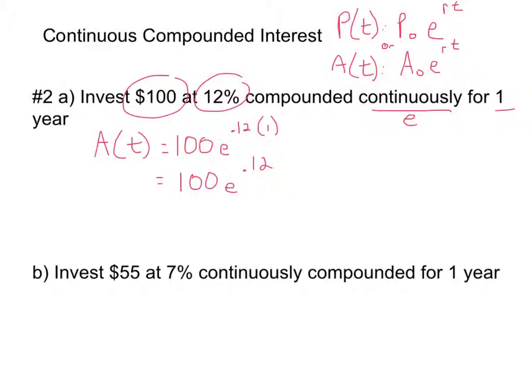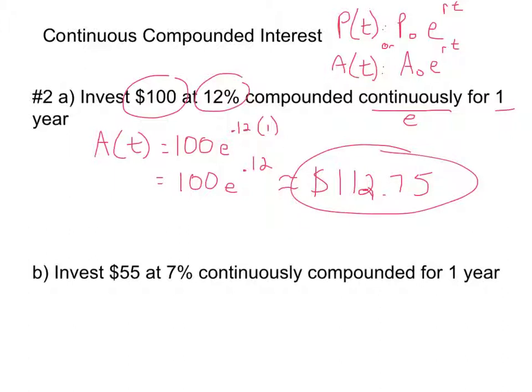So you type that into your calculator, and you get about $112.75. That's how much money you would have. Nice, $112.75. I could use an extra $12.75 for doing absolutely nothing besides letting my money sit in an account.